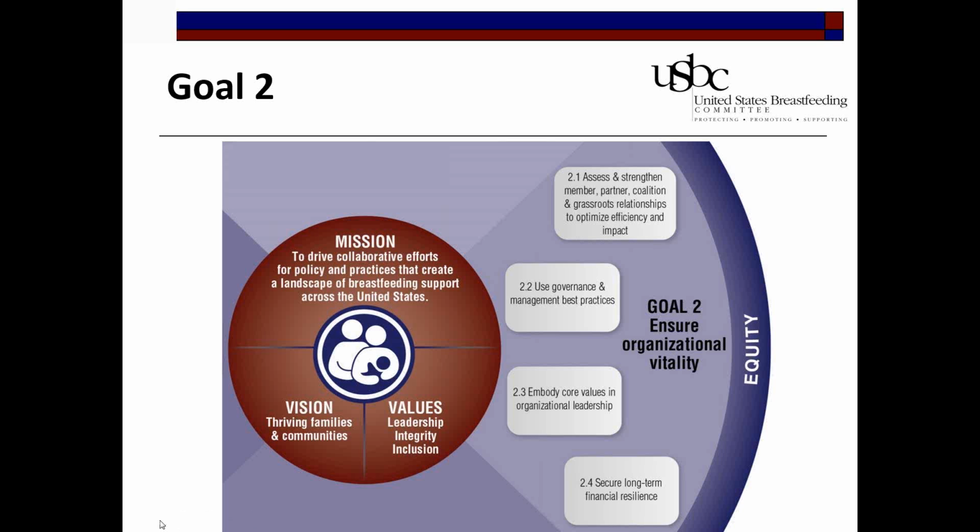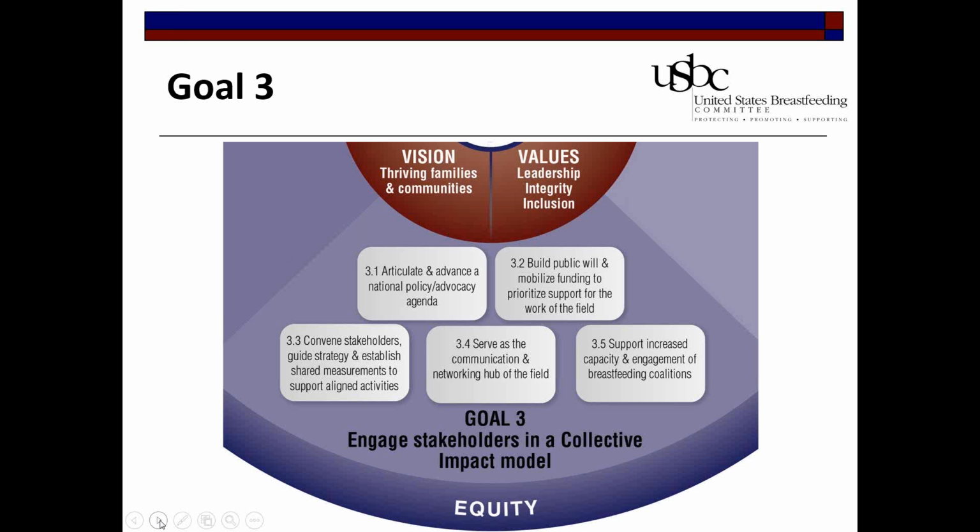I would encourage all of you to look into collective impact a little bit, only because it just makes sense. It helps all organizations in collaboration with others to move forward with strength and unity. And that's certainly what we're trying to do and reflect in Goal 3.